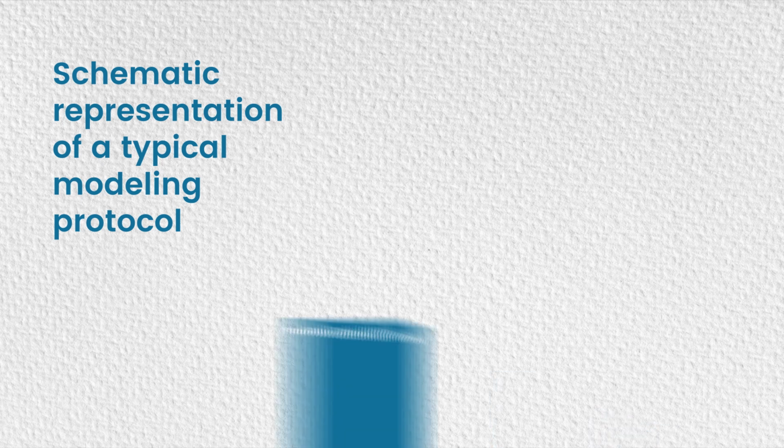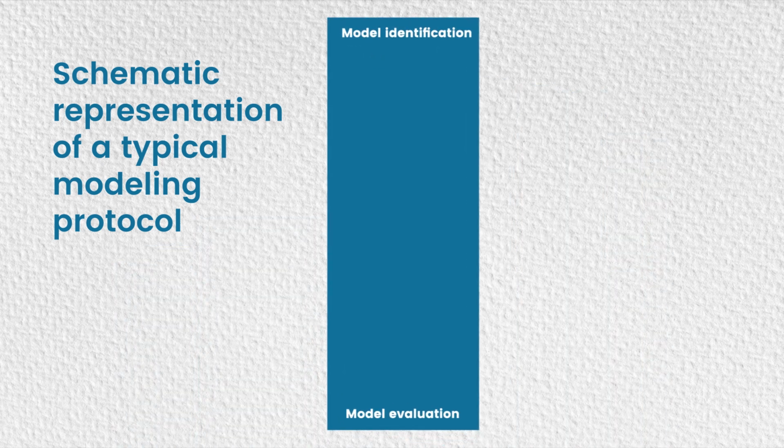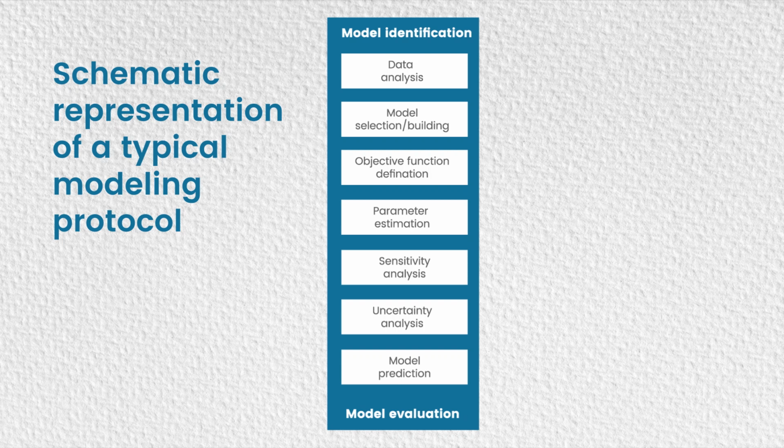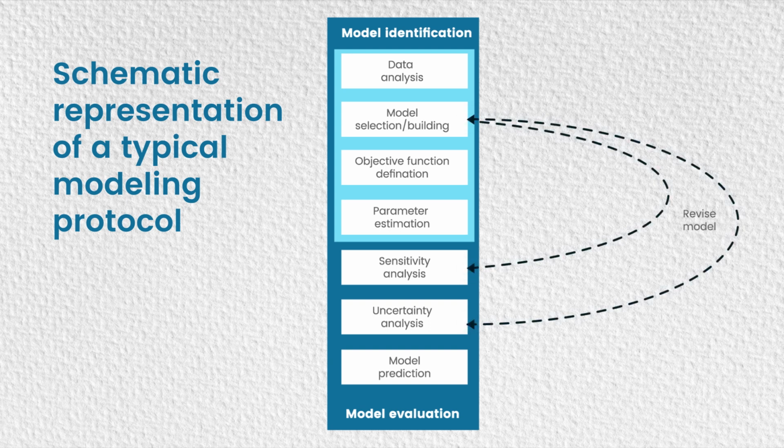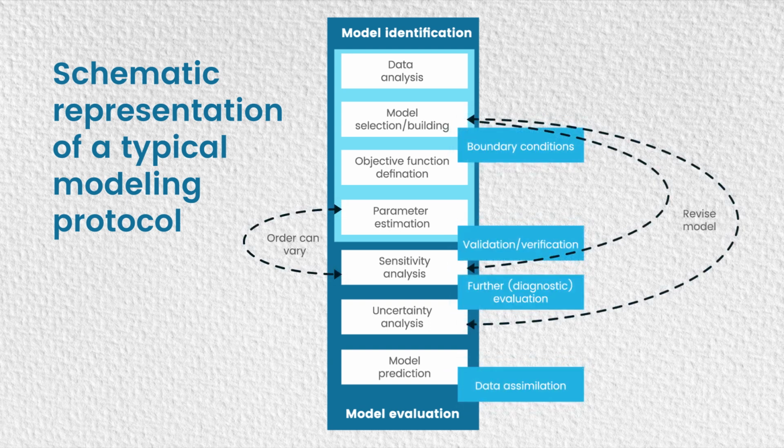The modeling process is carried out following the modeling protocol. A modeling protocol, at its simplest level, can be divided into model identification and model evaluation parts. The model identification part mainly focuses on identifying appropriate parameters, one set or many parameter sets if uncertainty in the identification process is considered, while the latter focuses on understanding the behavior and performance of the model.